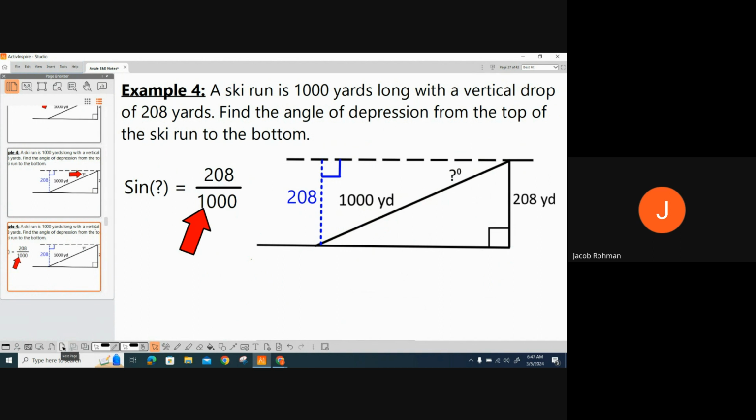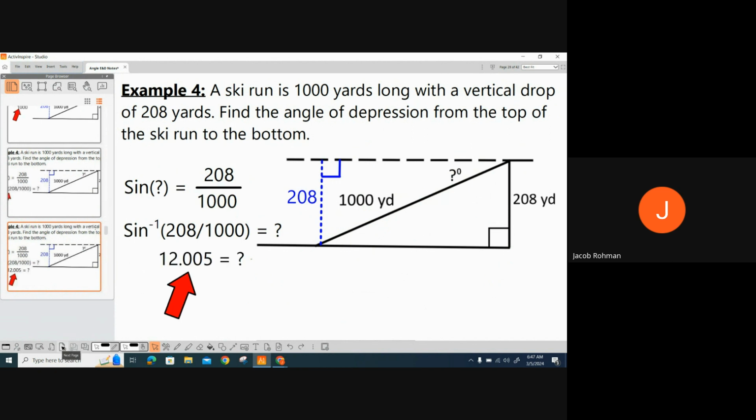To solve this, we're going to use the sine inverse. So sine inverse of 208 divided by 1,000 is going to be equal to 12.005. And then we round that to the nearest hundredth, and we say that's 12.01. And that's 12.01 degrees as the angle of depression.